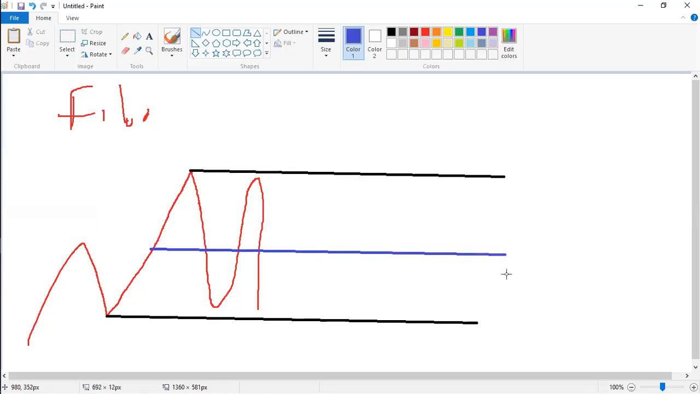Now ranging is a bit different from uptrend and downtrend. Once you are done dividing this part into premium and discount, you divide the premium again in half, right here.